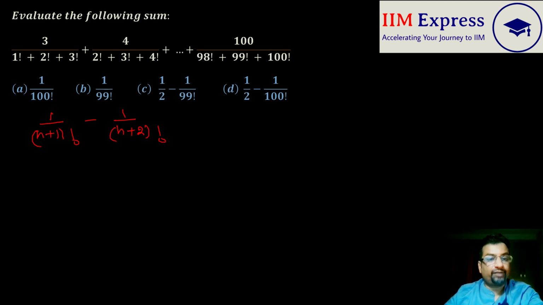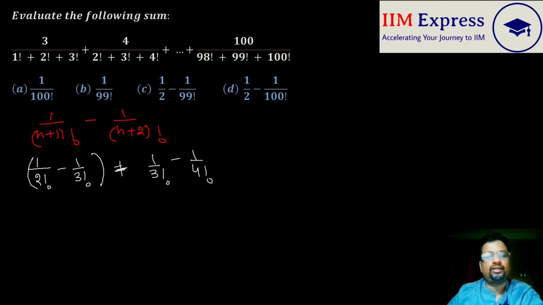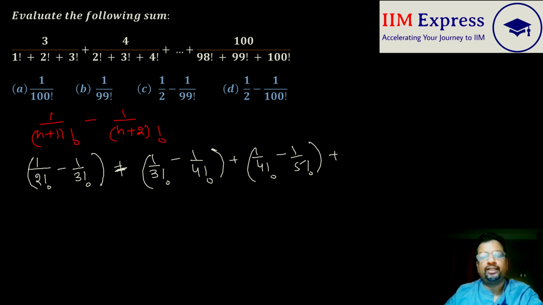Means the first term we can write as 1 upon 2 factorial minus 1 upon 3 factorial. The second term can be written as 1 upon 3 factorial minus 1 upon 4 factorial. The third term can be written as 1 upon 4 factorial minus 1 upon 5 factorial, and so on. And the last term can be written as 1 upon 99 factorial minus 1 upon 100 factorial.